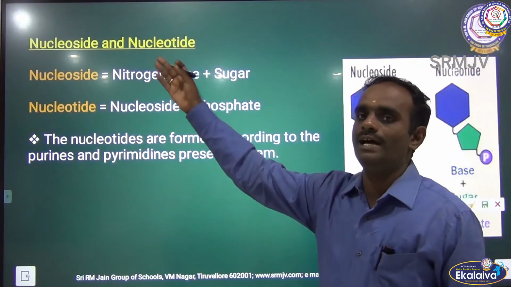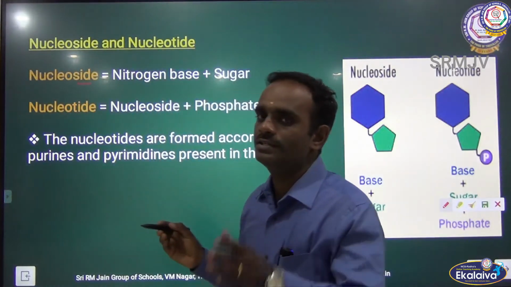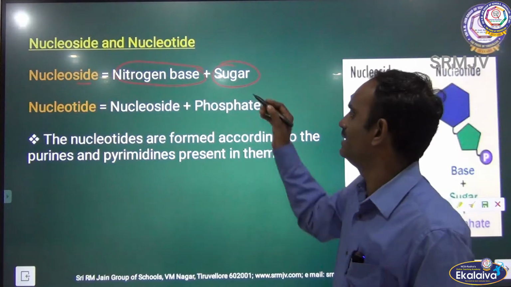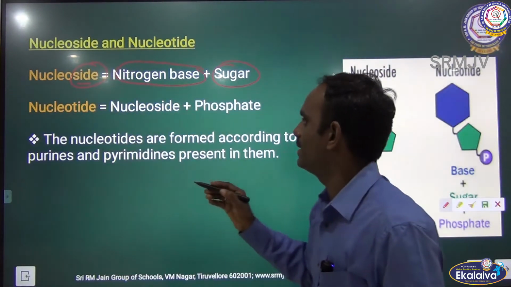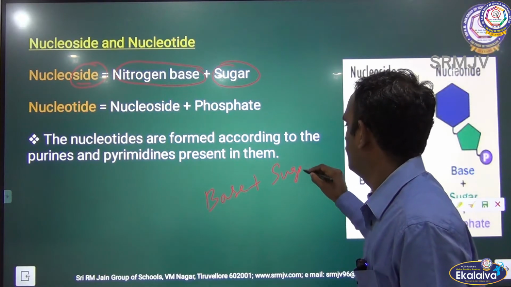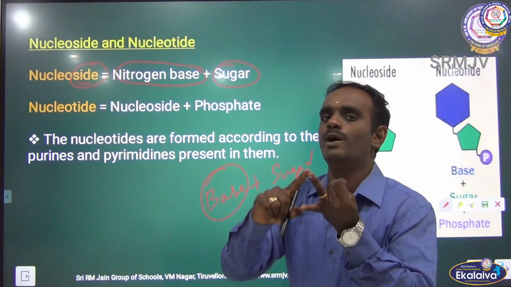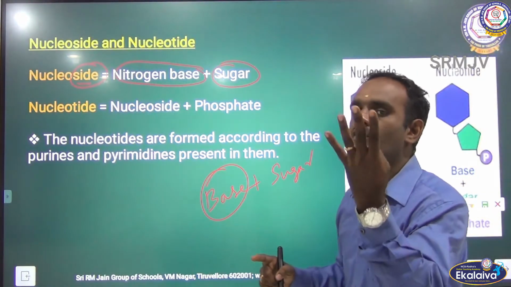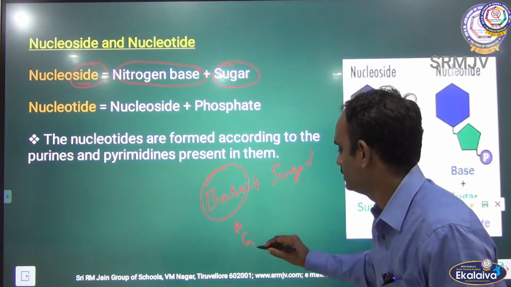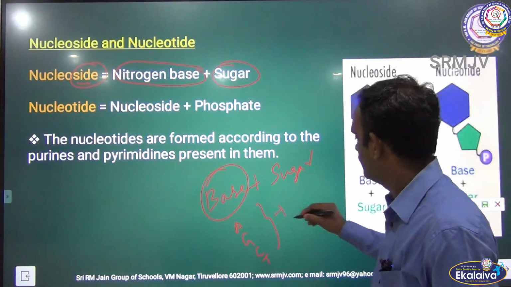See, nucleotide and nucleoside. First of all, what do you know about nucleoside? What is nucleoside? Only the nitrogenous base with sugar is called nucleoside. Base plus sugar. How many bases are there? 4 bases: adenine, guanine, cytosine and thymine. These are the 4 bases with sugar.